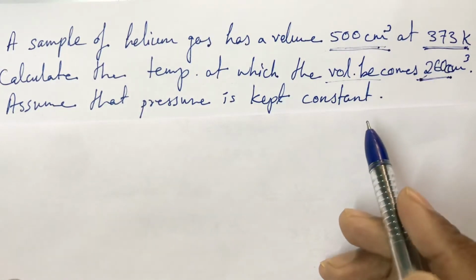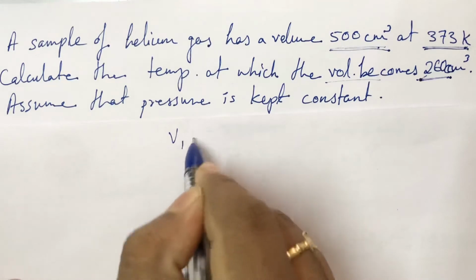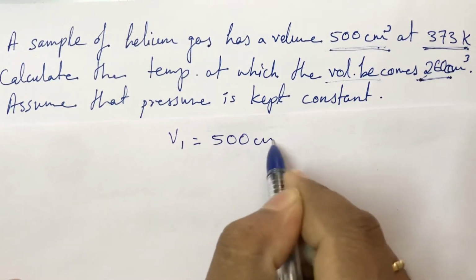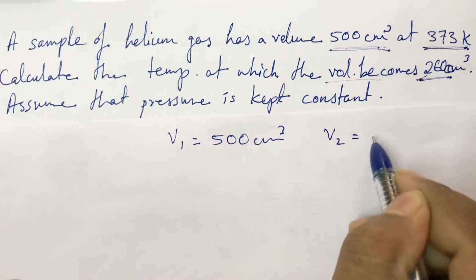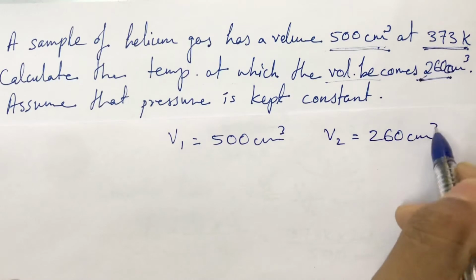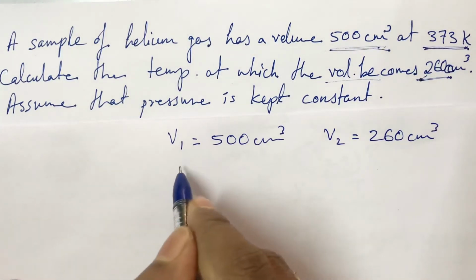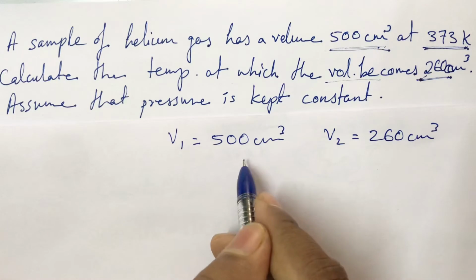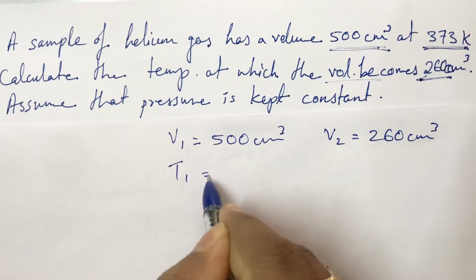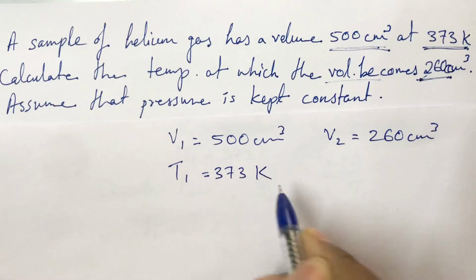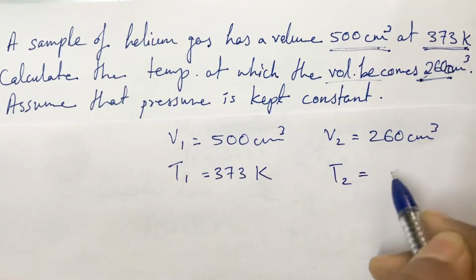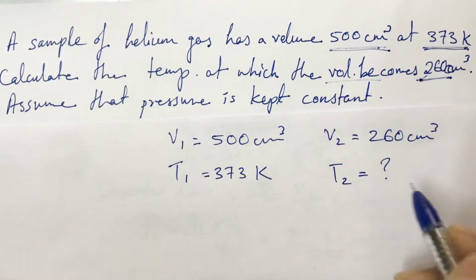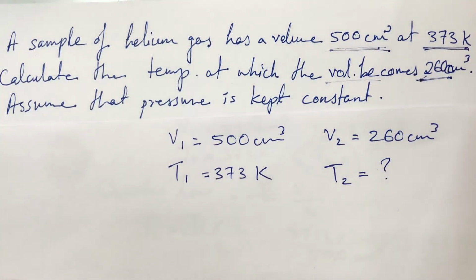Here the initial volume V1 is 500 centimeter cube, and it changes to V2, that is 260 centimeter cube. At V1, when the volume was 500 centimeter cube, the temperature was 373 Kelvin, right? We have to find the temperature at which the volume becomes 260 centimeter cube. So we have to find T2, the second temperature.